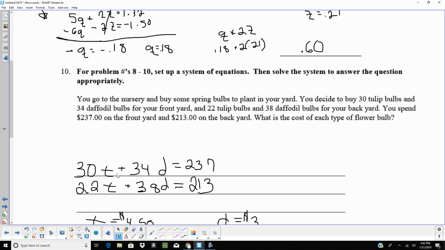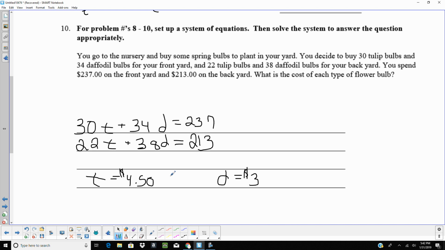All right. On 10, the trick on this one is really setting up the correct equations. So you go to a nursery and buy some spring bulbs planted in your yard. 30 tulip and 34 daffodil. That was in the front yard. Cost $237. That's where that equation comes from. Then in the backyard, 22 tulips and 38 daffodil bulbs, and I spent $213 in the backyard. That's where that comes from.